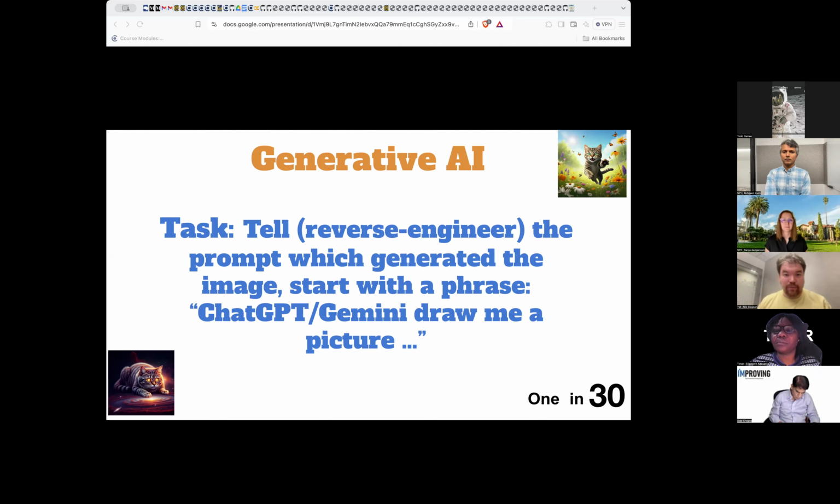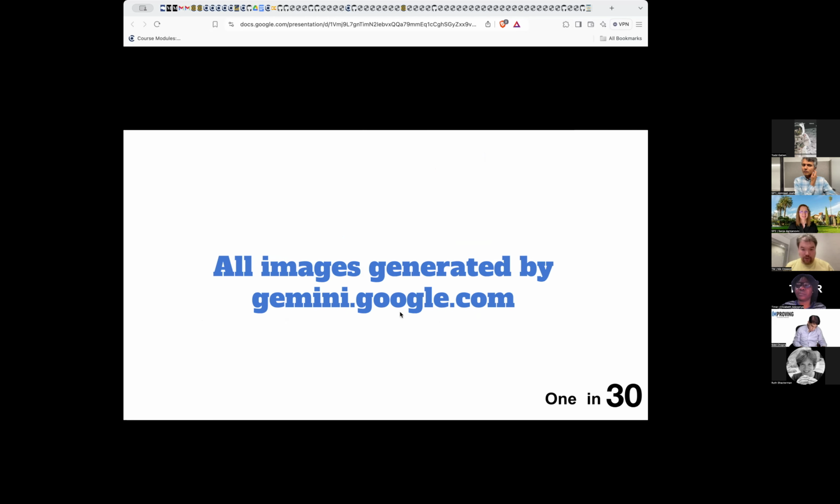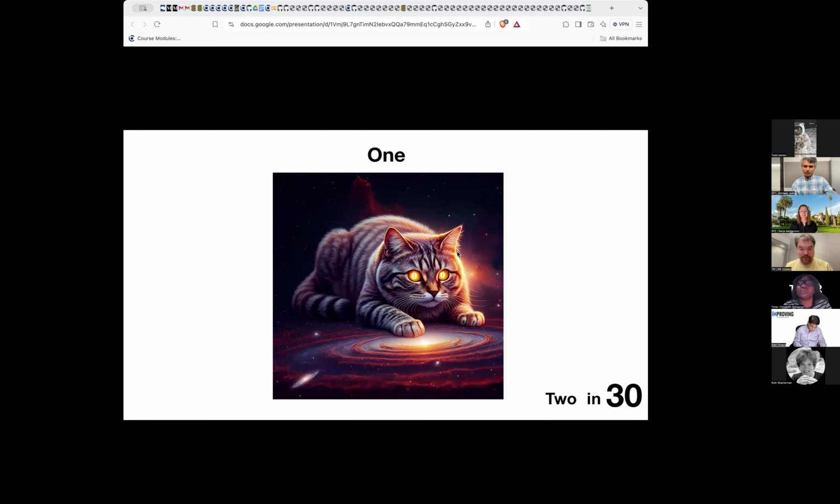And I would like to start with Sonia. Yes, and the disclaimer, all images generated by Gemini and Google today. And yeah, Sonia, you are the first.